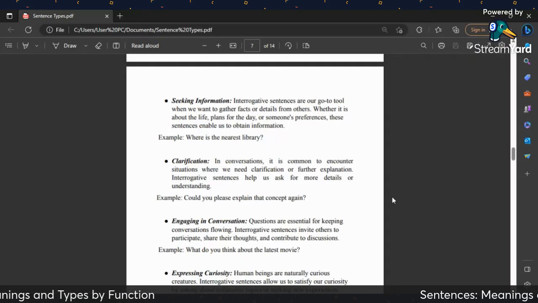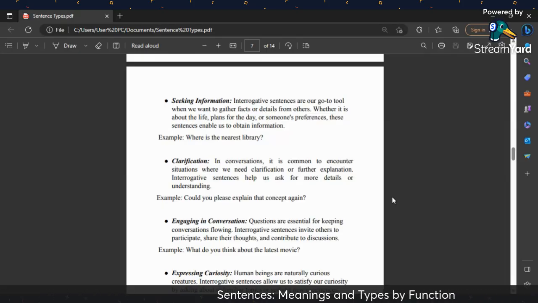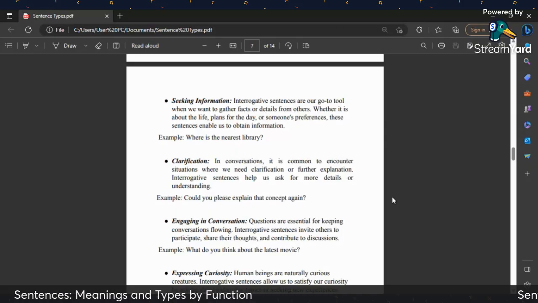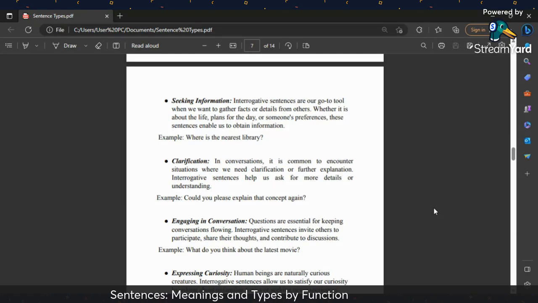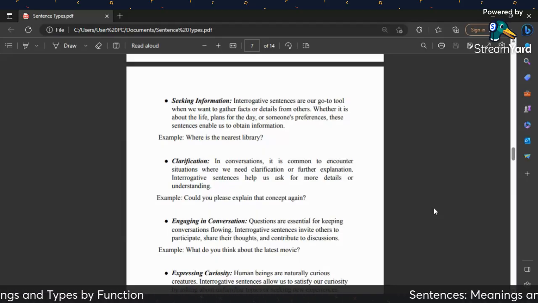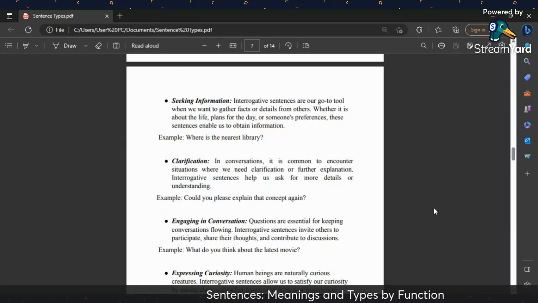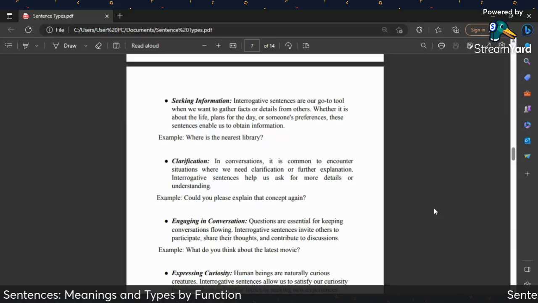The third one, we have engaging in conversation. The interrogative sentences help us to have conversations. What do you think about the latest movie, A Tribe Called Judah? I think that is the trending movie in Nigeria at the moment. And I have not seen the movie, but I will. So when you're engaging in a conversation, you can make use of interrogative sentences.